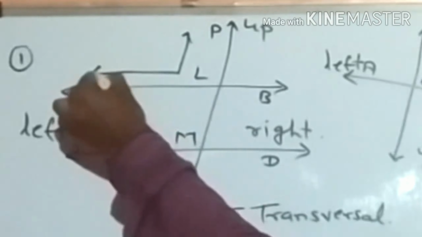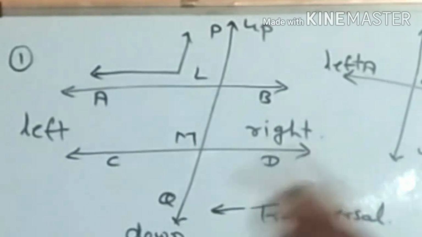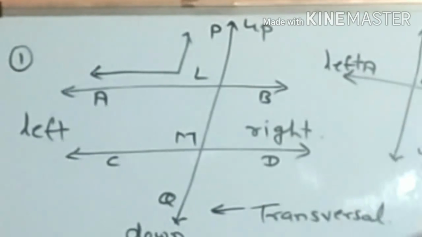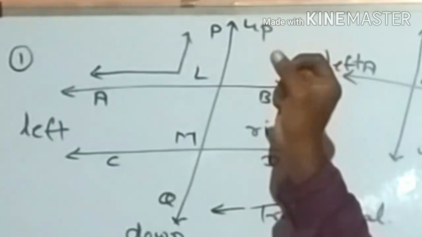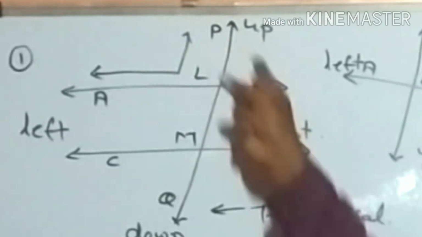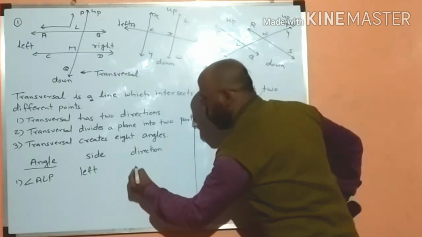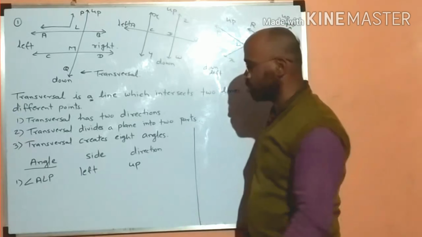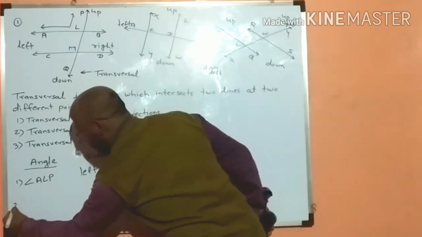Now ALP. What is this direction on the transversal? It has two arms, AL and LP. Which arm is the part of transversal? LP. And what is its direction on transversal? Up. So direction on transversal is up. Clear, students?